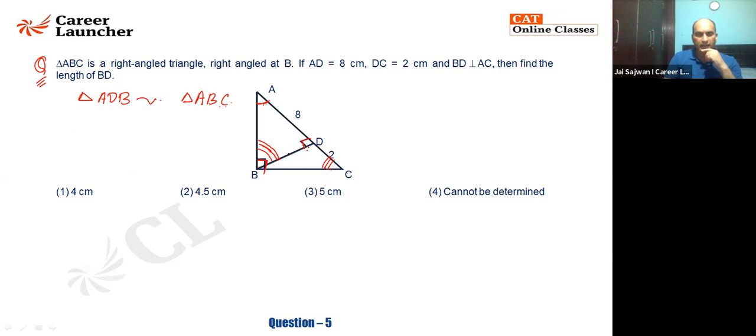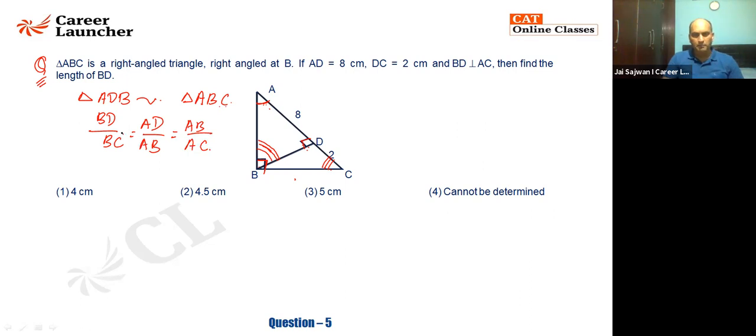Look at the side opposite the single angle. What is opposite the single angle in ADB? I will say that is BD. What is opposite the single angle in the larger one? That is BC. What is opposite the third angle in the smaller one? It is AD. What is opposite the third angle in this one? It is AB. Fine. What is opposite this 90 degree? This is AB here. What is opposite the 90 degree in the larger one? That is AC here. I'm sure it is clear.